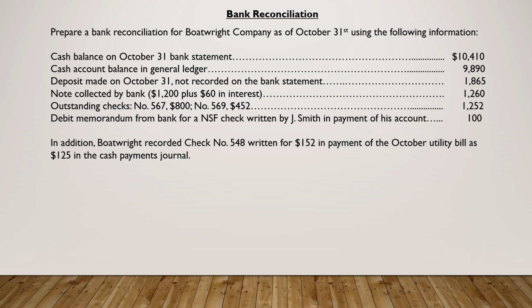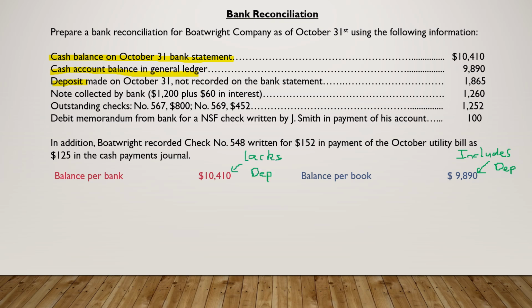Our jumping off points are always the balance per bank statement and the balance per general ledger. So put those items on the bank reconciliation first. Our next item is the deposit made on October 31st. This deposit has already been added to the general ledger balance, but not to the bank balance. So we have to add it into the bank side of our reconciliation.